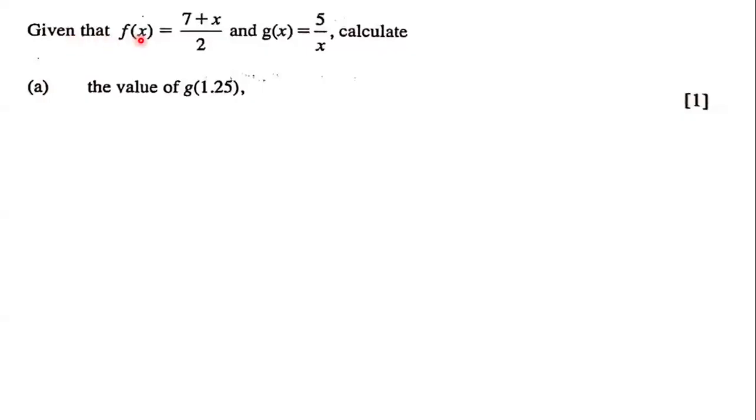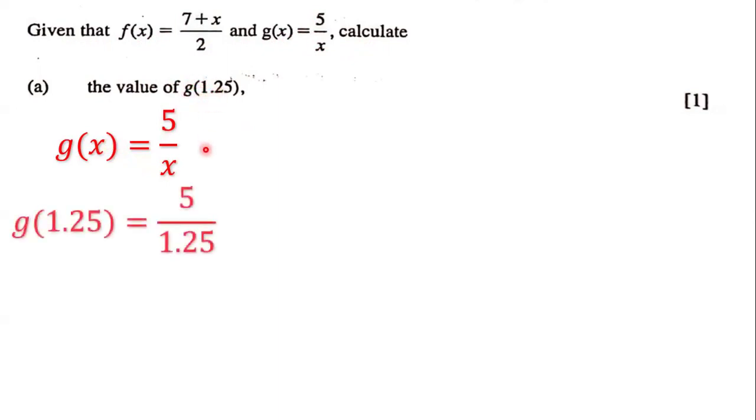Given that f(x) is equal to (7 plus x) over 2, and g(x) is equal to 5 over x, calculate the value of g(1.25). Now we know that g(x) is equal to 5 over x, but we need to figure out what is g(1.25). What that means is that wherever we see x, we're going to put 1.25.